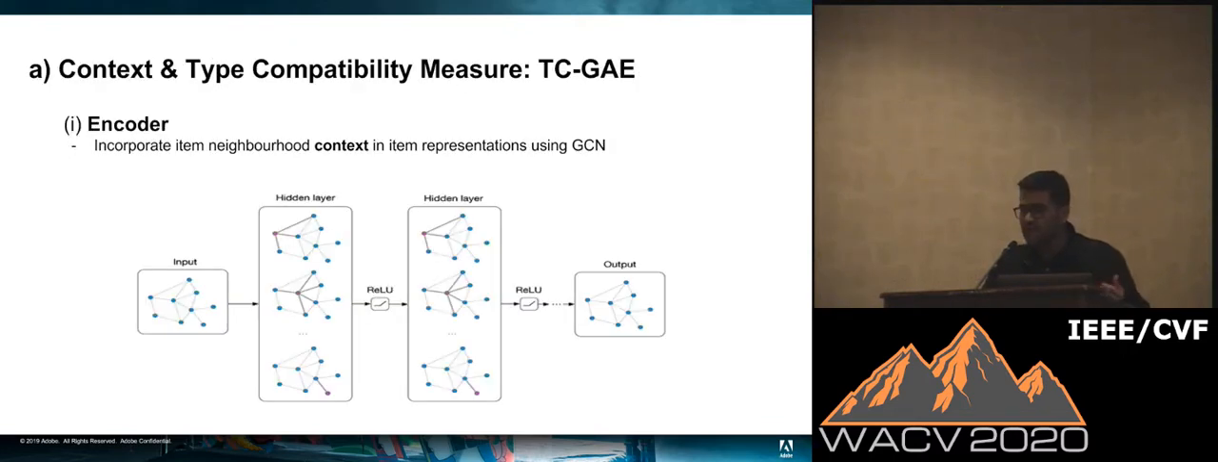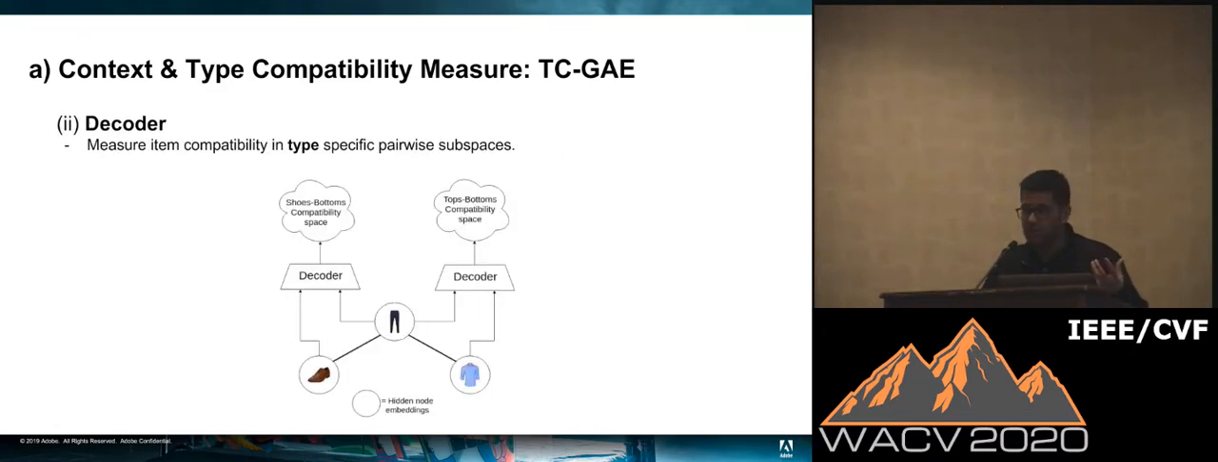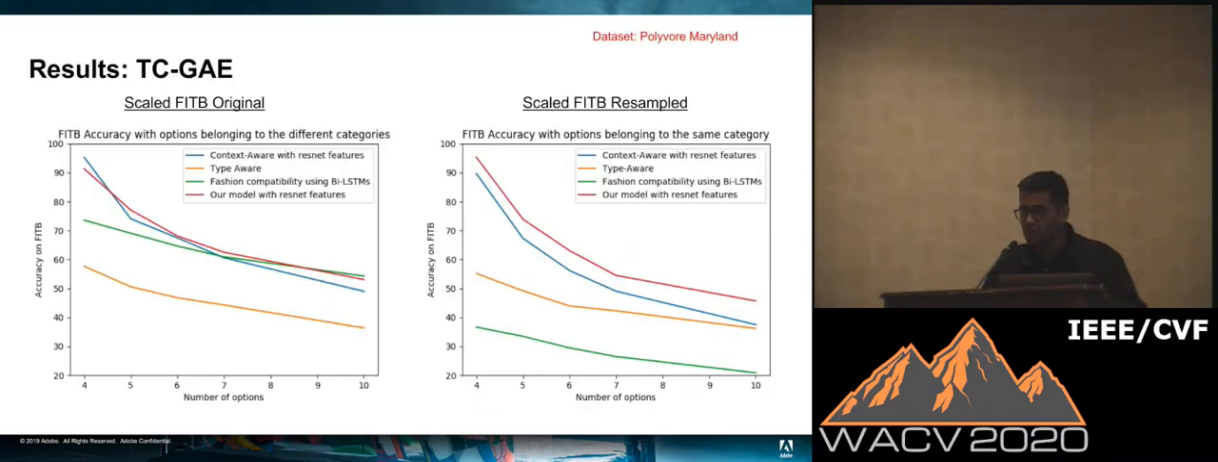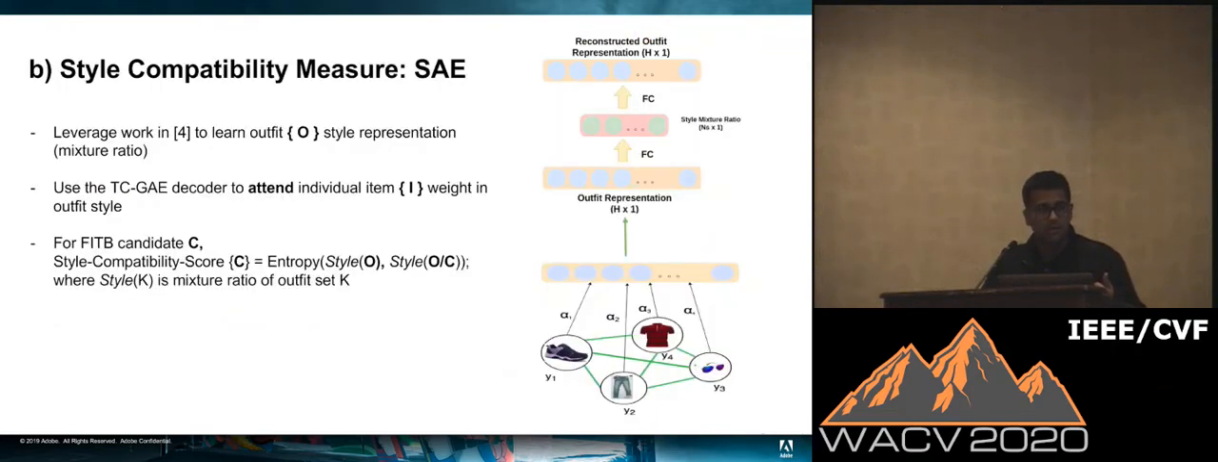To model context and type, we introduce a type-conditioned graph autoencoder, where the decoder measures compatibility in pairwise type-specific subspaces, and independently evaluating using the TCGA achieves state-of-the-art performance. Next, we incorporate a style compatibility measure through an attentive style autoencoder and use the TCGA decoder to attend on each individual item in the outfit.